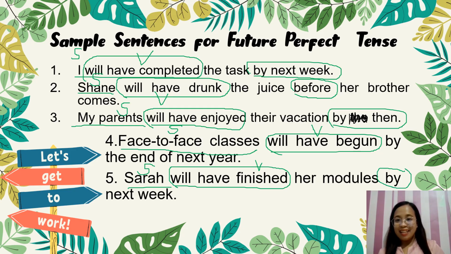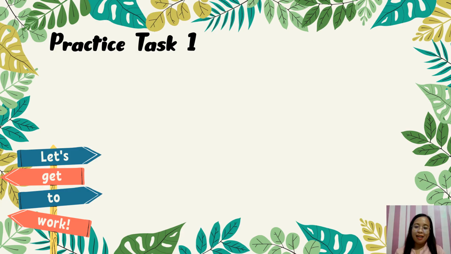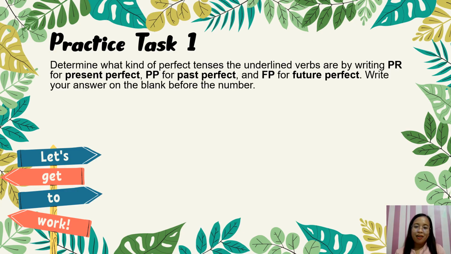Okay? You understand? Alright, if you do, we're going to have practice tasks for you. Okay? Let's go to the next one. Alright, so ngayon naman class, you're going to have your practice task number 1. So ito naman class ay nakasulat na sa inyong learning activity sheet. So all you need to do is to answer it. The first activity is that you're going to determine what kind of perfect tenses the underlined verbs are by writing PR for present perfect, PP for past perfect, and FP for future perfect. Write your answer on the blank before the numbers.